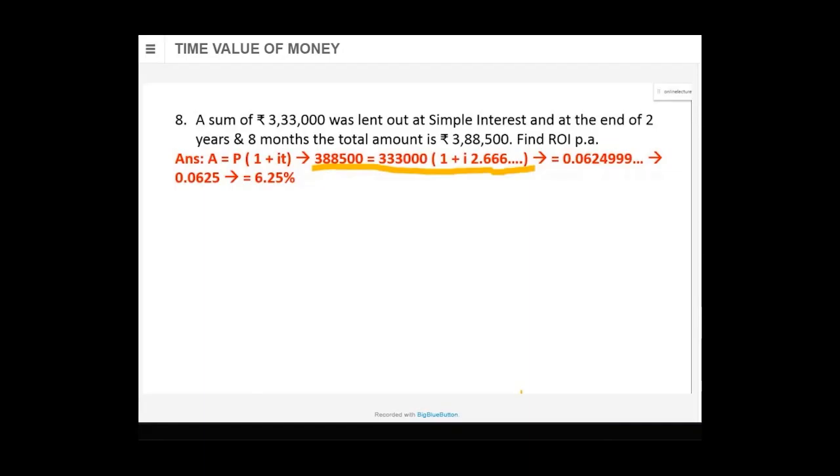Now that 2.6666 is multiplied, it will go that side and it will be divided by. So divide by 2 point, as many 6s as you can take, 666666666. I'm getting the answer on my calculator, 0.06249999999999. So that is rounded off to 0.0625. That is finally 6.25, the answer.